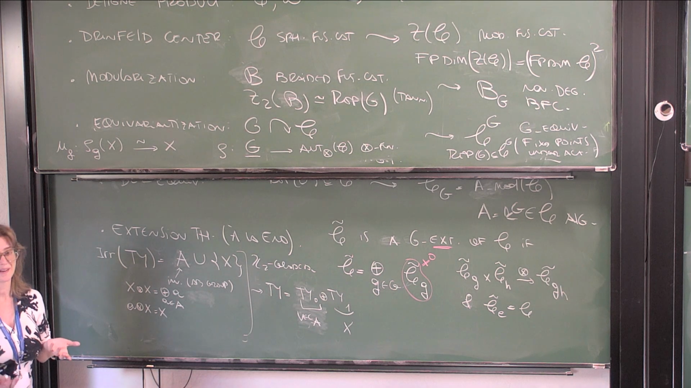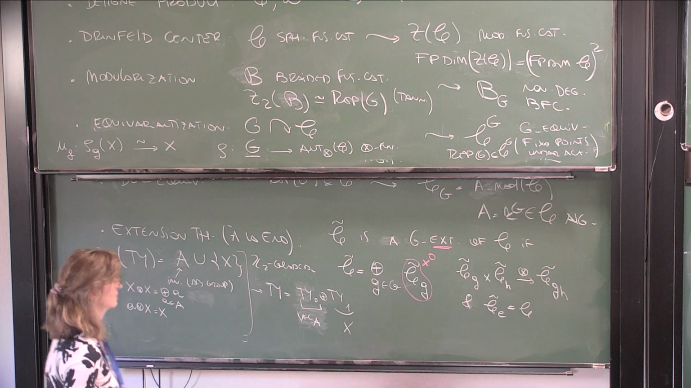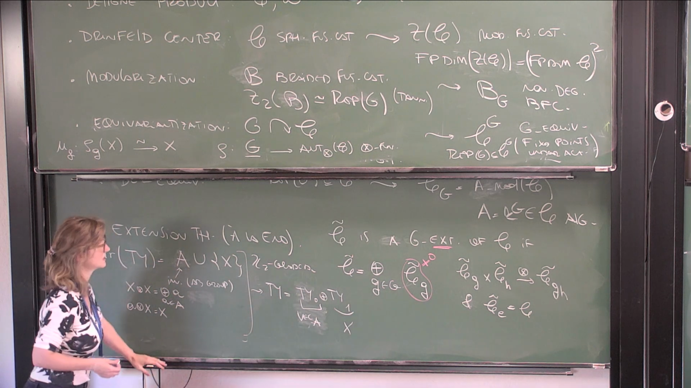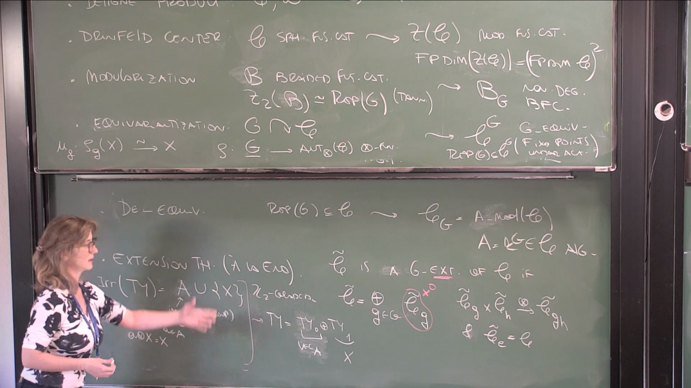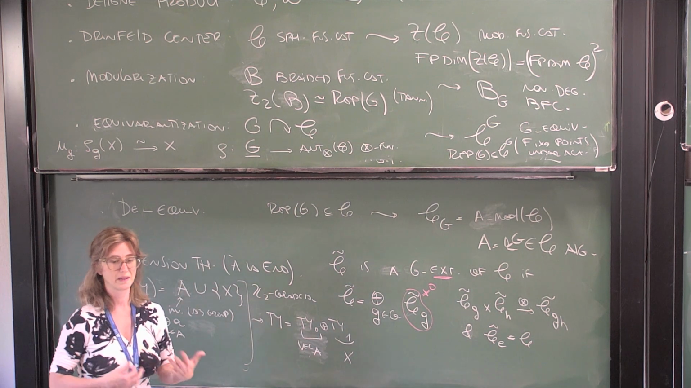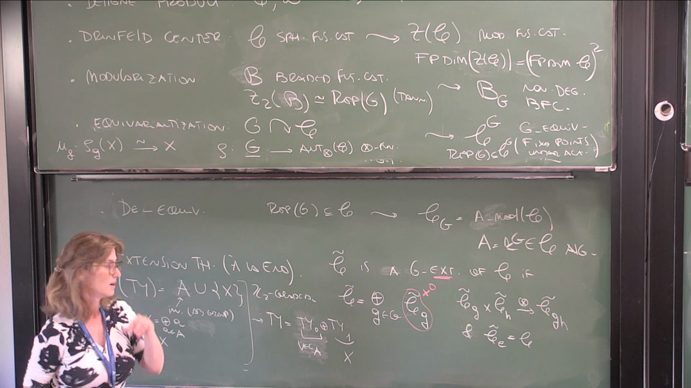Also, Vec G omega is a G extension of Vec. Okay? So these are some examples of extensions. But it would be nice, I mean, it's a nice idea, but we want to know when the extensions exist, are there obstructions, how we construct them.